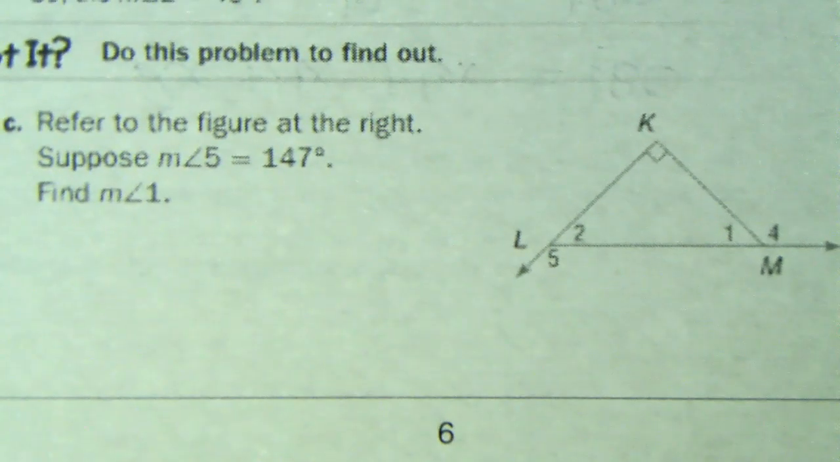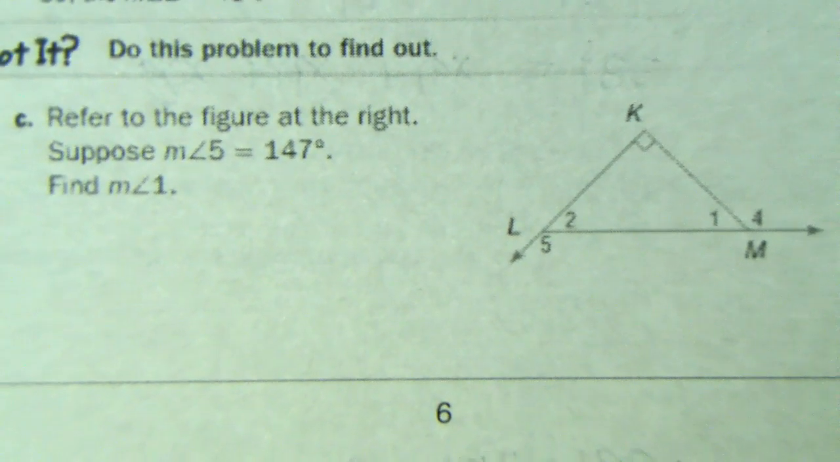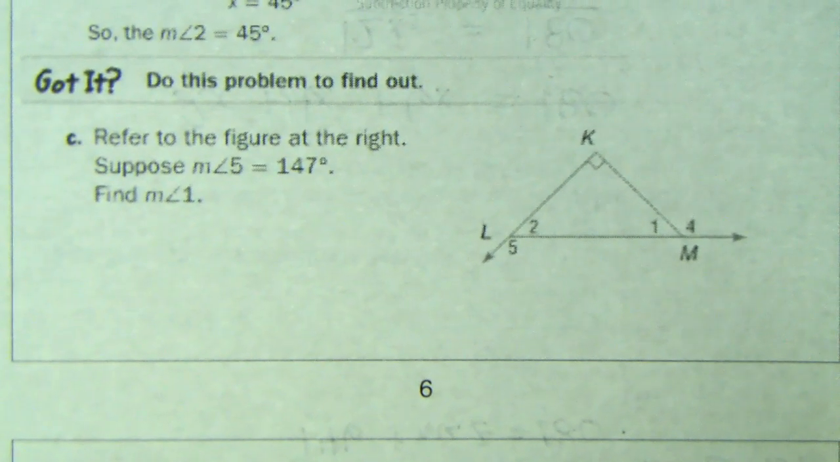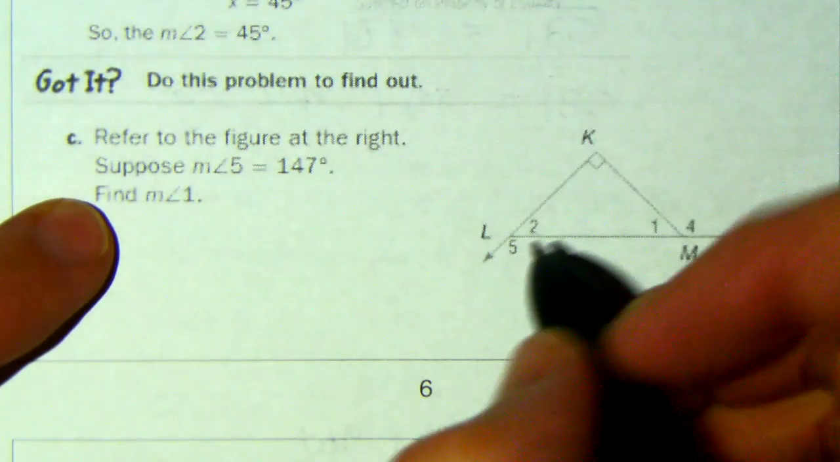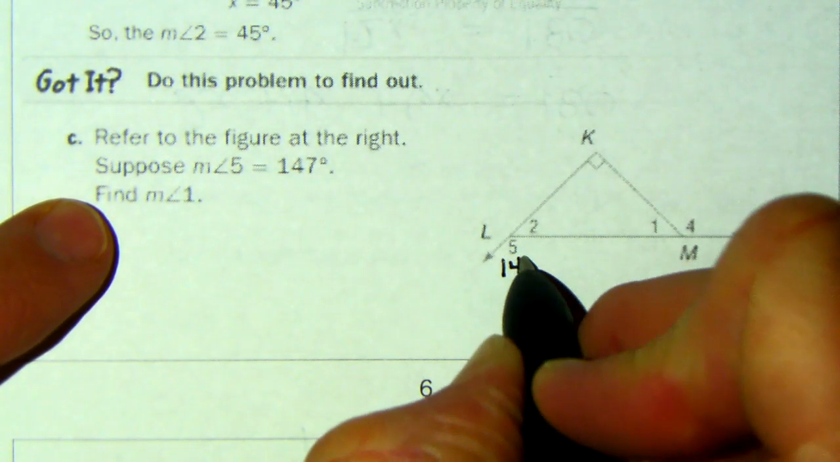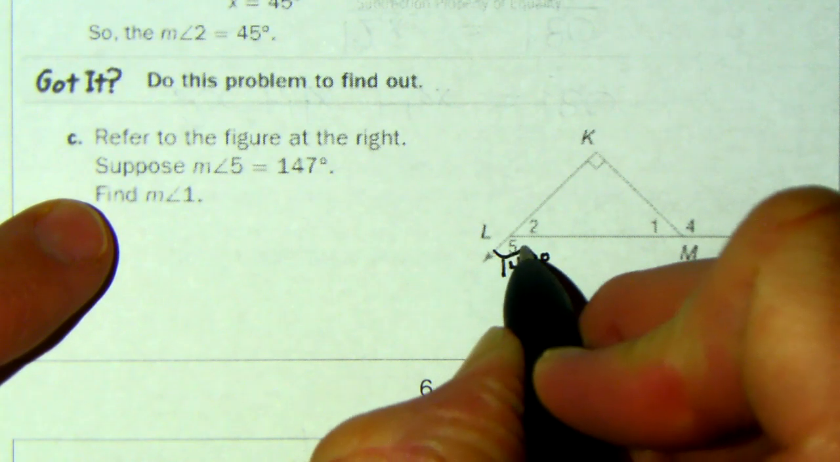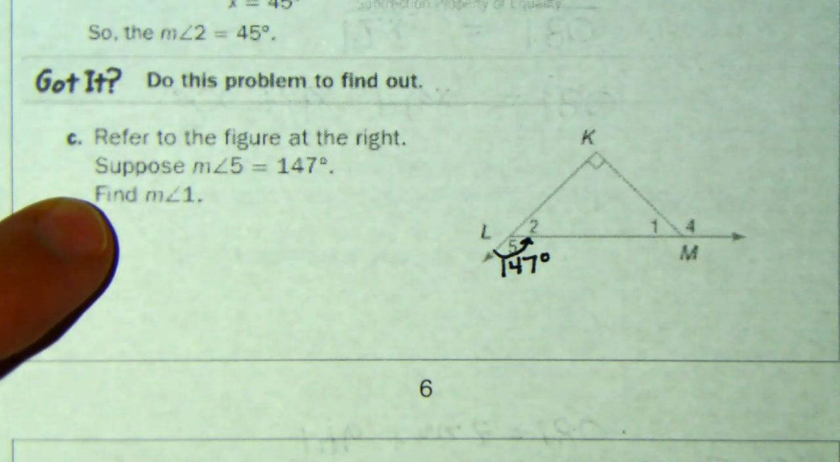All right. So let's do another one of these. And this one all by ourselves. They didn't help us with this one on the bottom of slide number 6. So we have a right triangle. Actually, I think it might be the exact same picture. It says, suppose angle 5 is 147. Angle 5 is 147. Find angle 1.